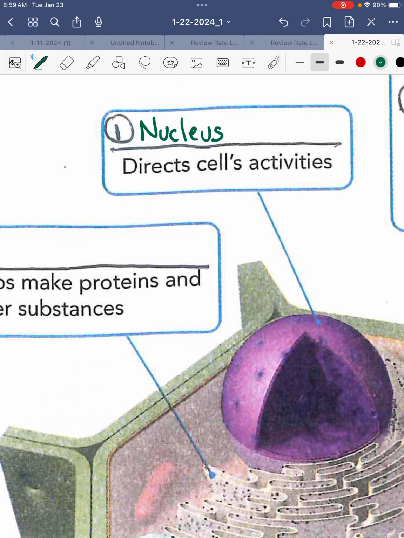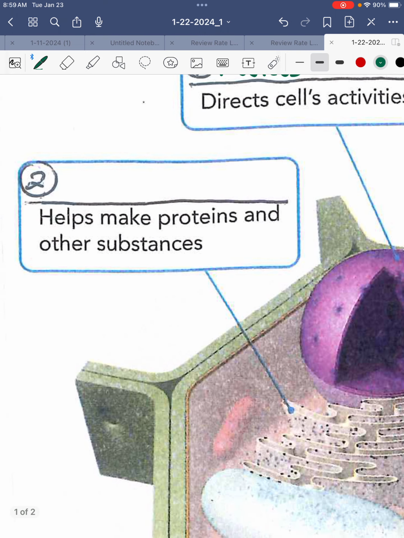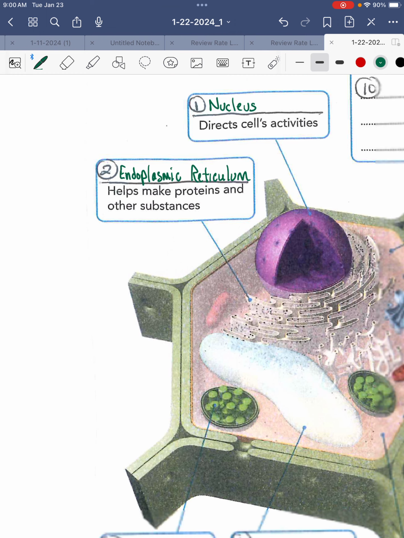Feel free to already know some of these things. That's fine if you do. It'll just make you that much further ahead. Nucleus directs the cell's activities. Some people call it the brain of the cell, but it doesn't do much thinking. It just has all the information. Next is pointing at those squiggly things coming out of the nucleus, and we call that endoplasmic reticulum. And the endoplasmic reticulum helps make proteins and other substances, so that's what we've got there.